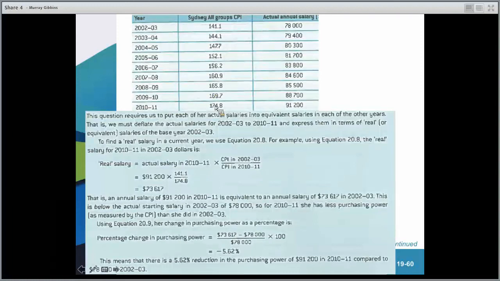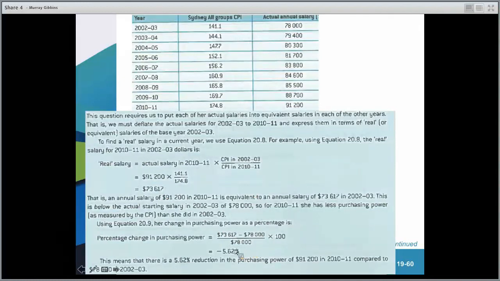So what we would have to do to get the real salary is find the actual salary. So the actual salary, for example, in 2011 was $91,200, and convert it back to what it potentially would be, if it had kept track, in 2002, 2003 by multiplying by 141 over 174. Brings it back to a salary of 73,617. So in real terms, we can't buy as much with our salary in 2010 as we could in 2002, 2003. Converting this 91,000 is effectively the same as 73,617 back in 2002 and 2003. And yet back then we were actually earning $78,000. So in real terms, we're not earning as much in 2010 as we were back in 2002 and 2003.